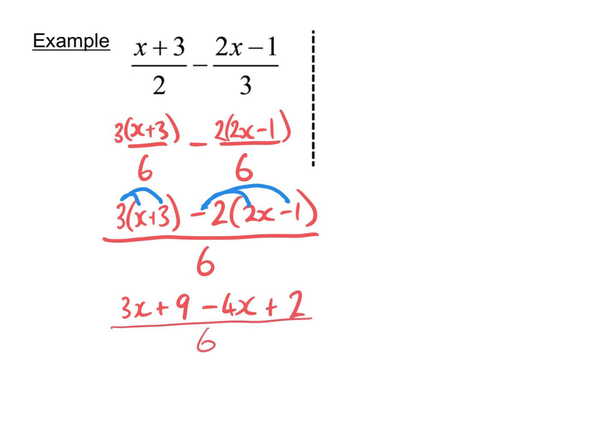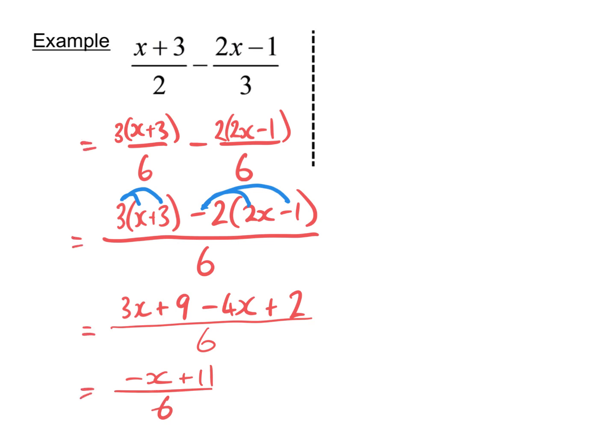The last thing we need to do is simply collect like terms on the top. So 3x, take away 4x is negative x. And then if we start at positive 9, add 2, we end up with positive 11. So plus 11. And that's all over 6. Now I'm just going to put some equals at the start there, and that's basically that question done.